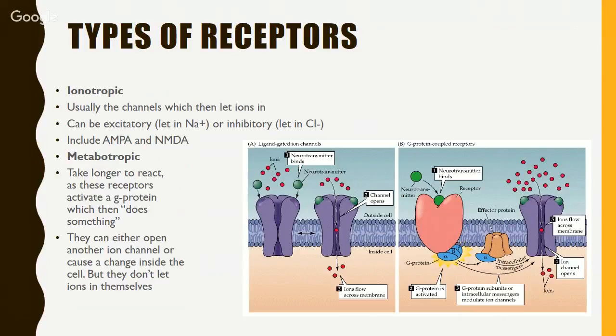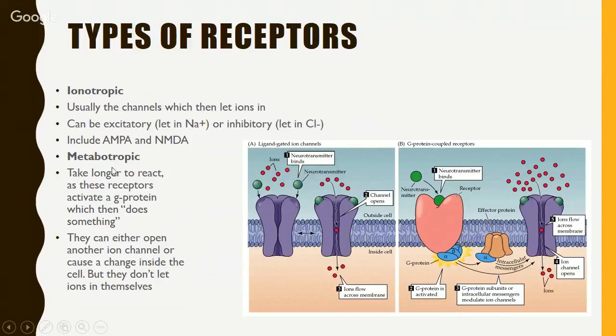So, types of receptors. You have ionotropic and metabotropic receptors. This is quite important, maybe not in neurophysiology, but in physiology in general. Ionotropic channels let ions in. Once a neurotransmitter binds to an ionotropic channel, it just opens and lets ions flow through. A lot of the channels involved in neurotransmission are ionotropic.